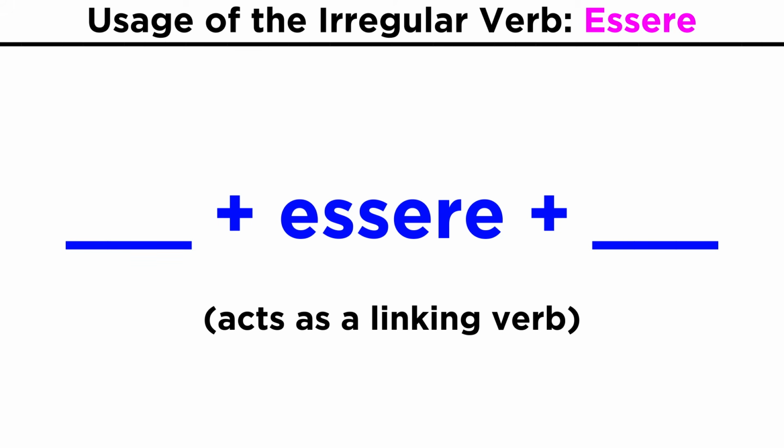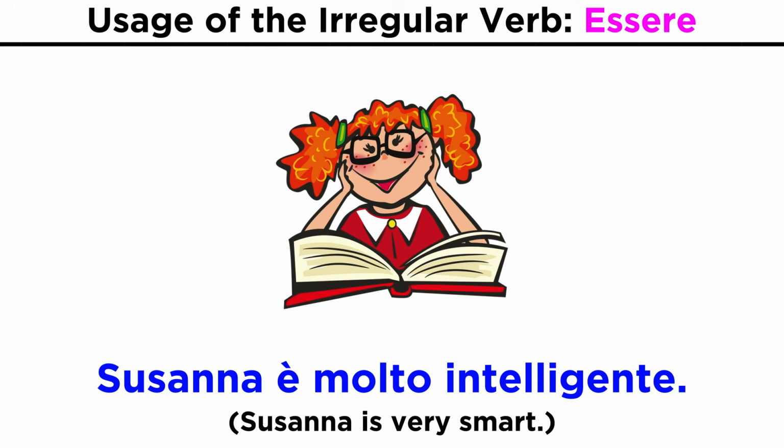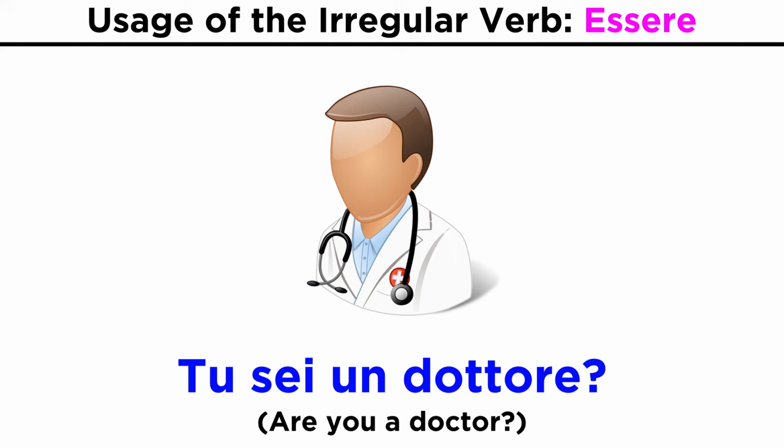More simply, essere is used as a linking verb to make a connection between the subject and a predicate, whether this is a noun or an adjective. Susanna è molto intelligente. Tu sei un dottore?